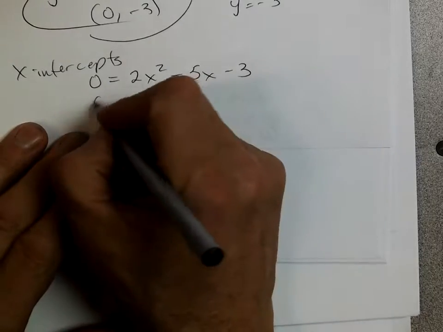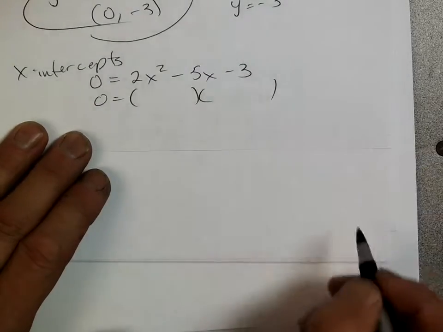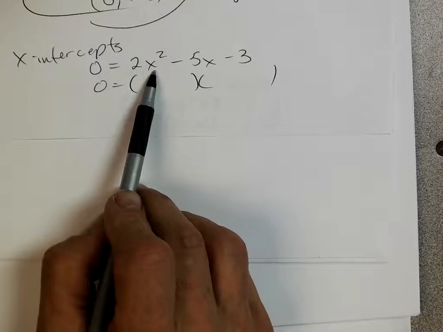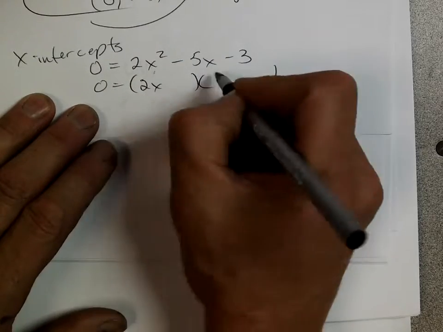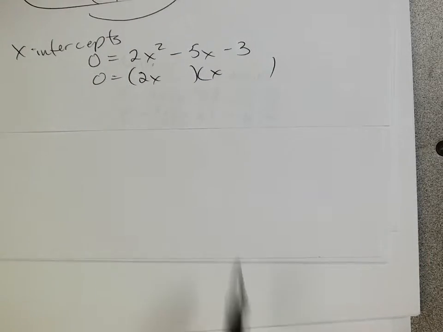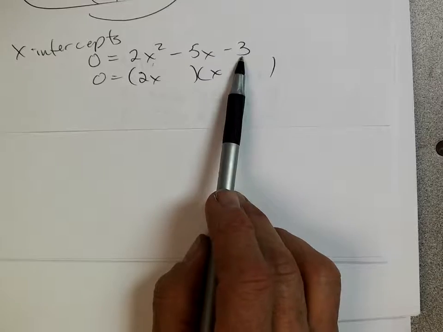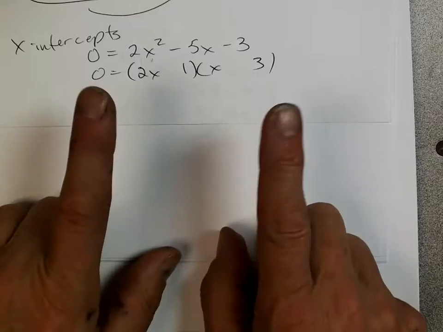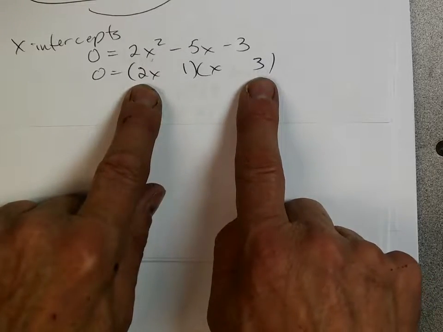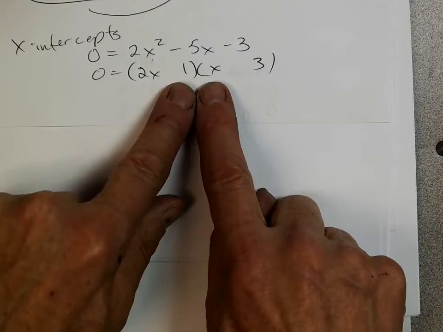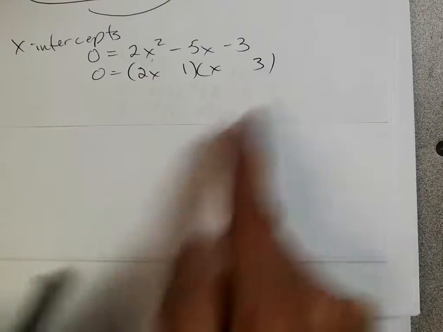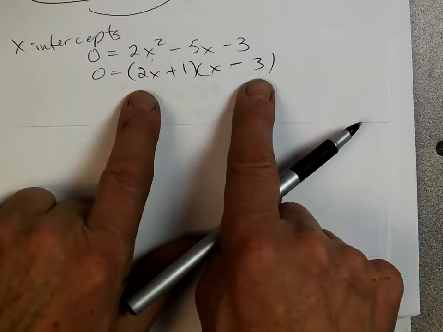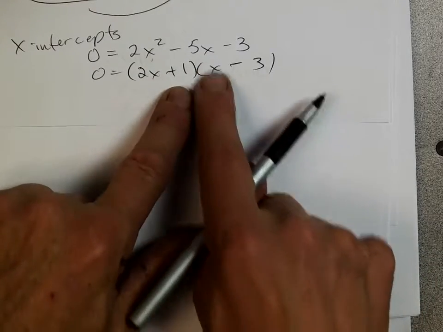So I'm going to go 0 equals parentheses, parentheses, because it will factor. It really will. And the only way I can get a 2x squared is with a 2x and an x, right? And the multiples of 3 are going to be 3 and 1, but I have to put them in the right place. I'll put the 3 here and the 1 here, because if I check my double smiley, 6 and 1. So if I make this a negative 6 and a positive 1, we should make a negative 5.